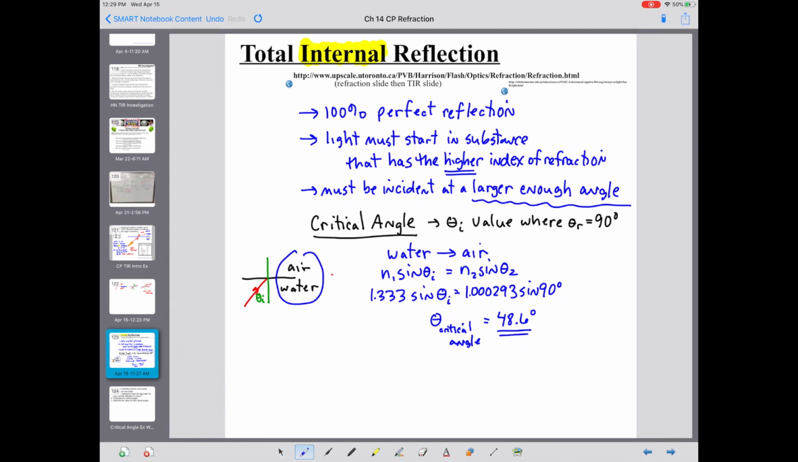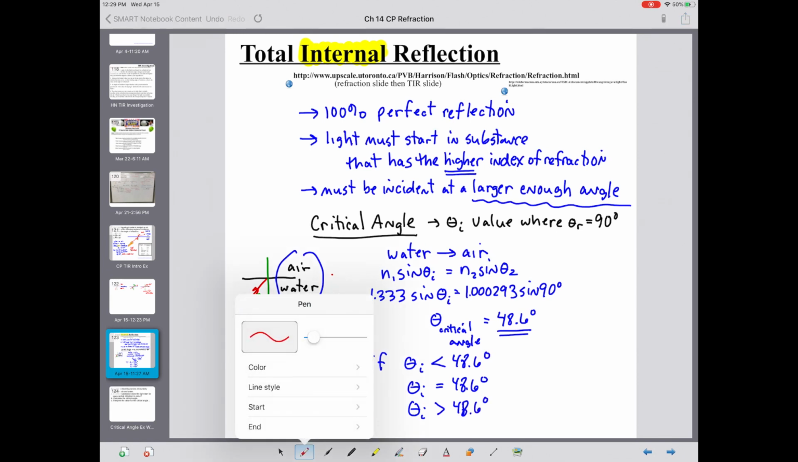So what that means is, we can have a theta I value that is less than 48.6 degrees, a theta I value that is equal to 48.6 degrees, or a theta I value that is greater than 48.6 degrees. If our angle of incidence is less than 48.6 degrees, we get normal refraction that occurs.